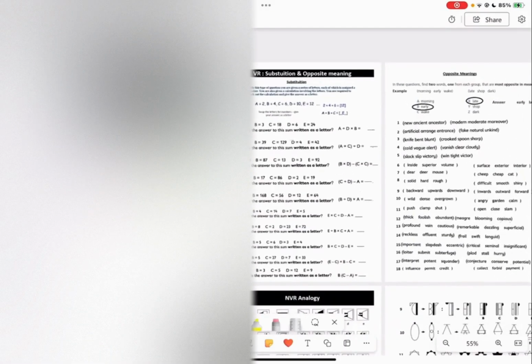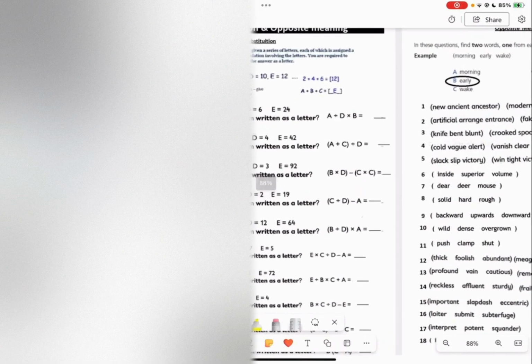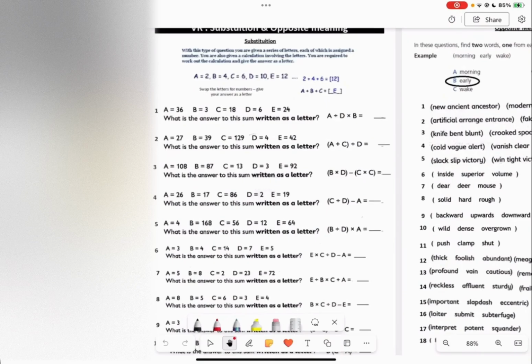So let's begin with VR, substitution and opposite meaning. So what we're doing here is we're looking at the value of certain letters and then we are adding them together. So here we have A divided by D multiplied by B. So remembering BODMAS, which is division, multiplication, addition, and then subtraction, here we do our division first.